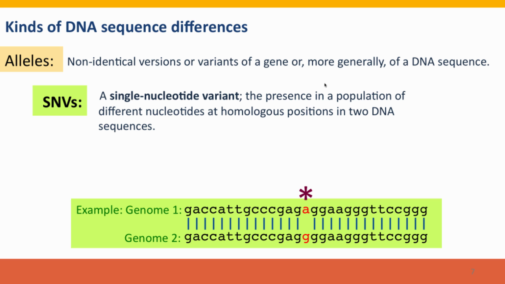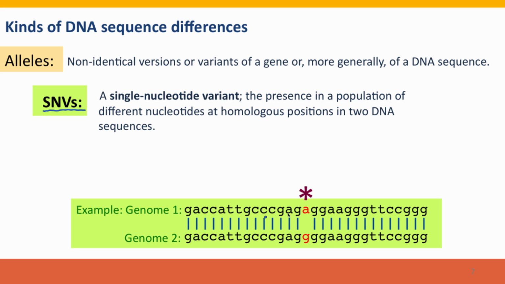Now let's think about kinds of DNA sequence differences. We already introduced the concept of alleles, different versions or variants of a gene. But now we're going to think about alleles in the context of DNA sequences. And a term that we commonly use is a single nucleotide variant, often abbreviated as an SNV. That just means the presence in a population of different nucleotides at homologous positions in the two DNA sequences.